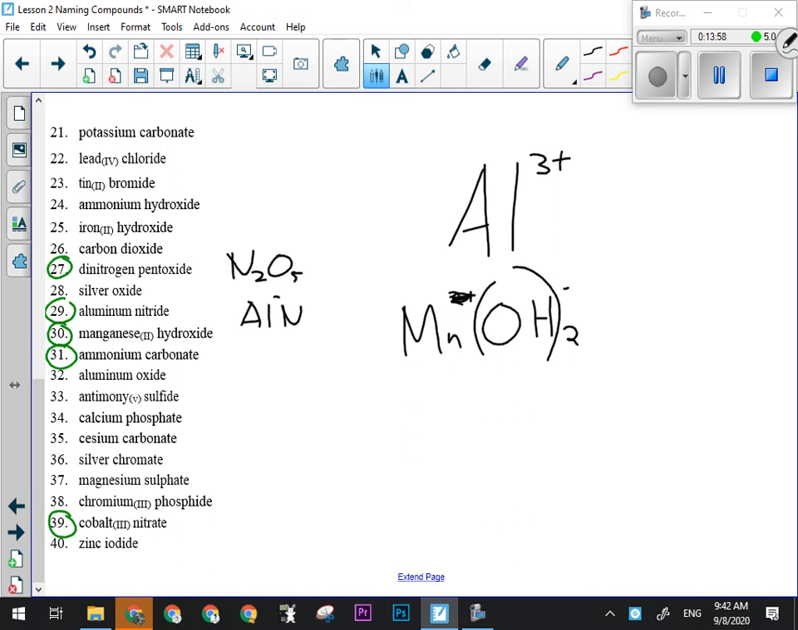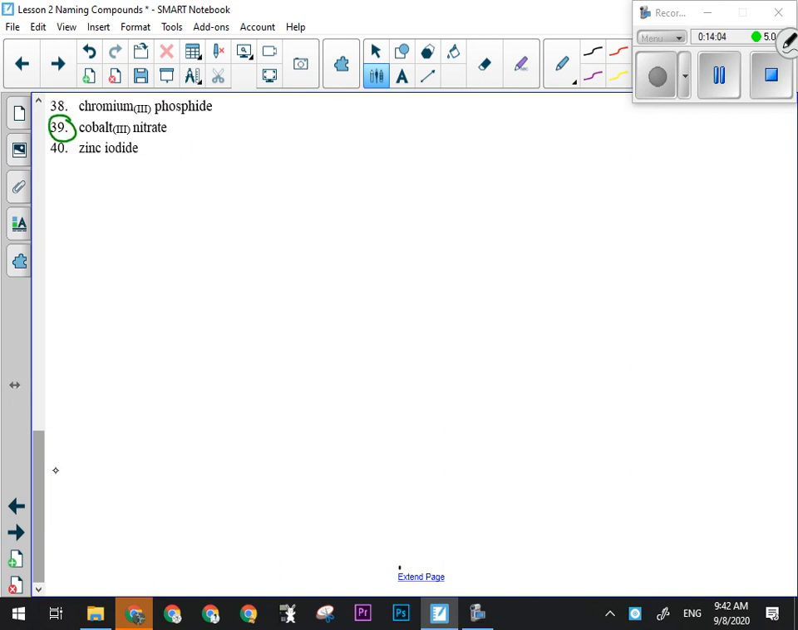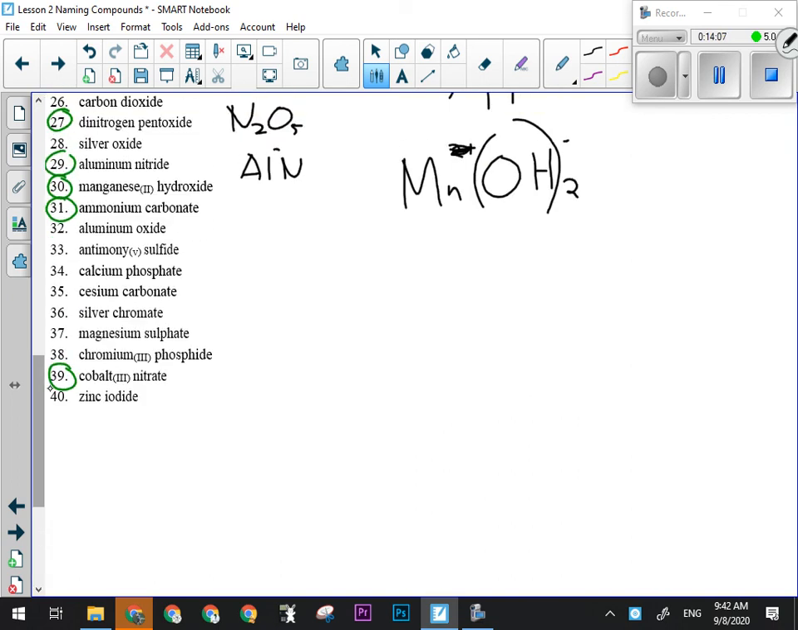Okay. All right, and then we have ammonium carbonate. And the reason I selected this one is because ammonium is a special polyatomic ion. Okay, and it's special because it's the only one that is positively charged, which means it behaves as a metal. Okay, so NH4 with its positive 1 charge is with carbonate, another polyatomic ion, CO3, and it has a minus 2 charge.